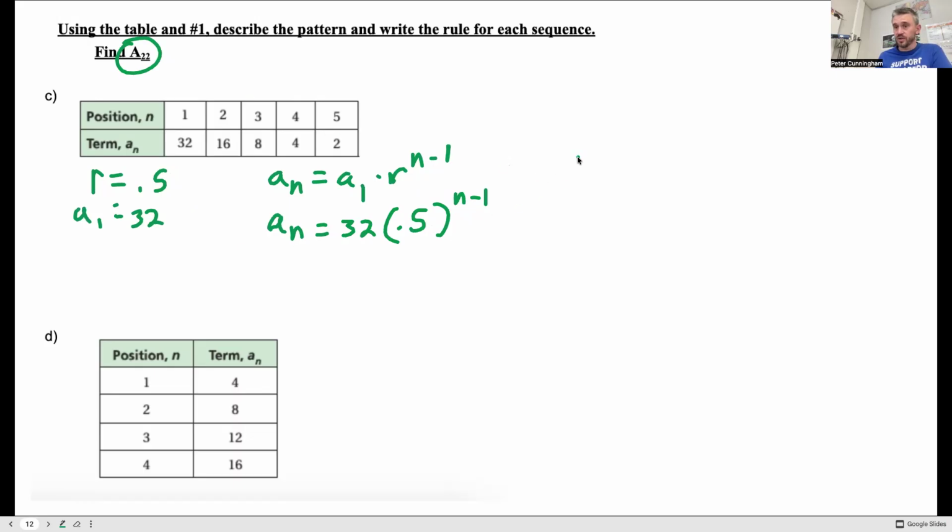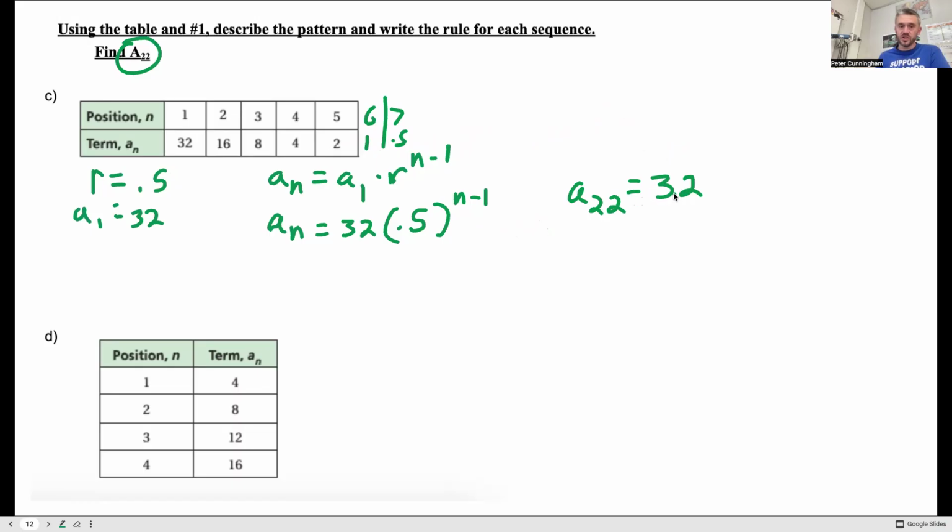So all you're really doing, if you wanted to keep multiplying this by 1/2 and go all the way to the 22nd term, you can do that. Like the 6th term is going to be 1 and the 7th term is going to be 0.5. You can just keep doing that. But something you can also do is plug your numbers into the formula. And I think this is going to be the more efficient method to doing this.